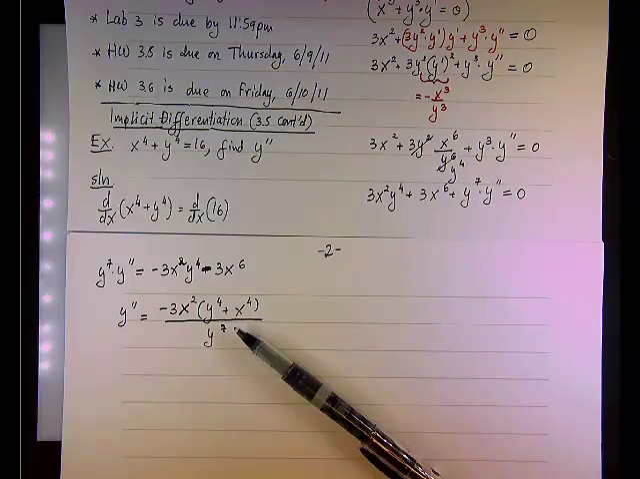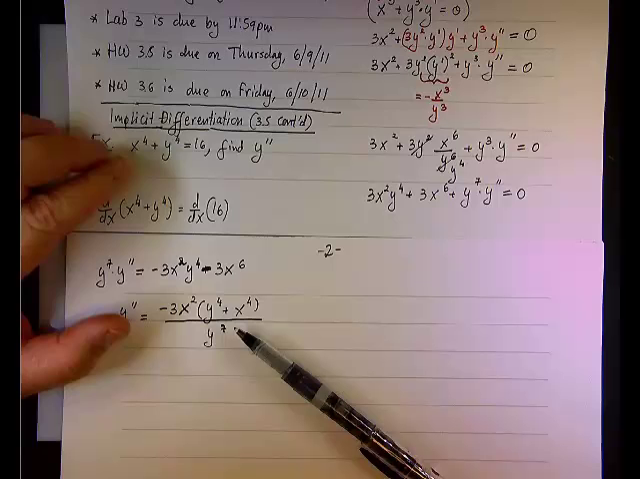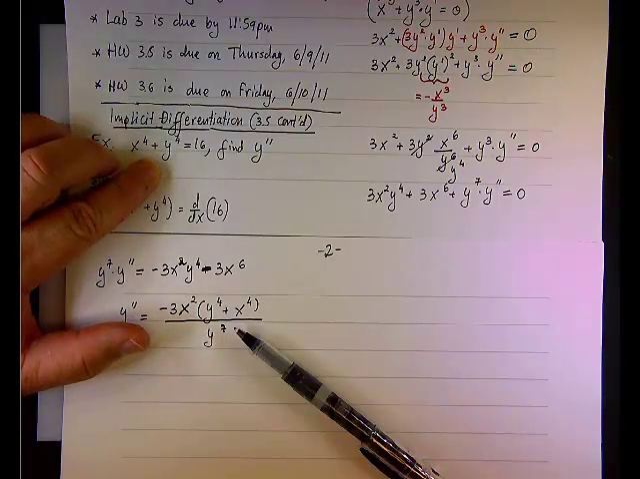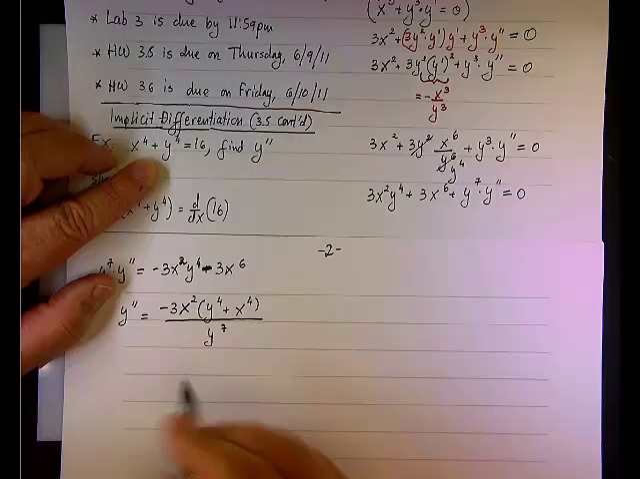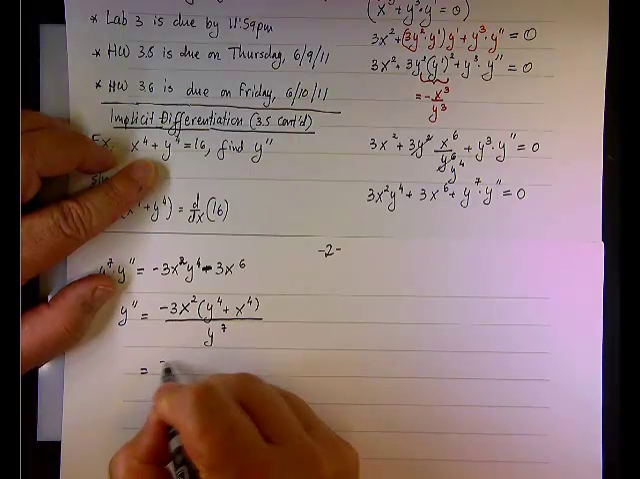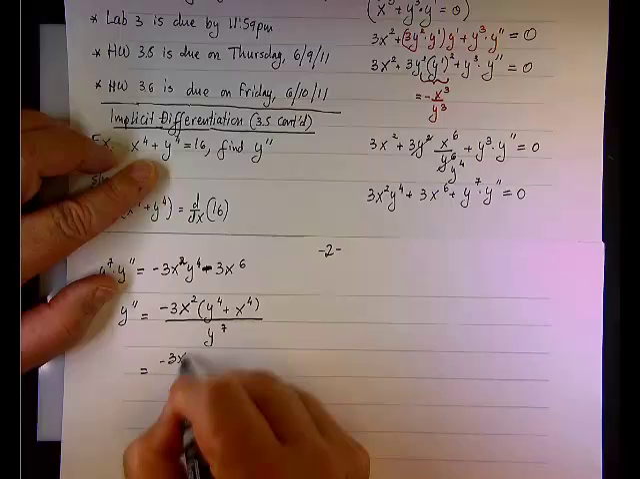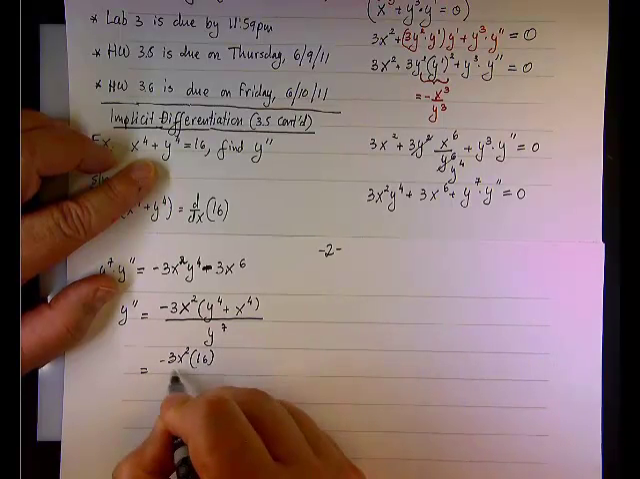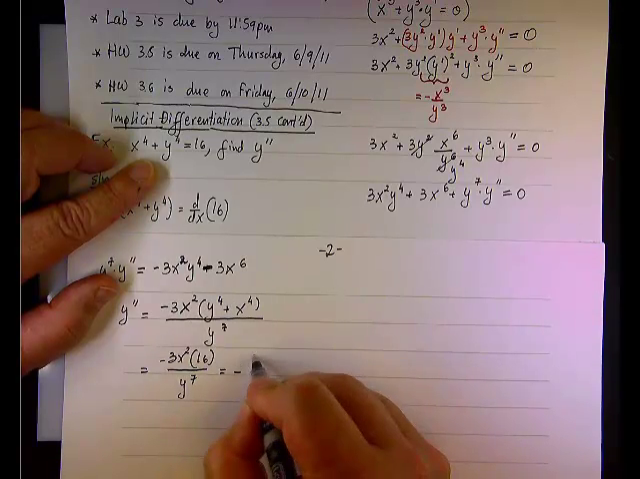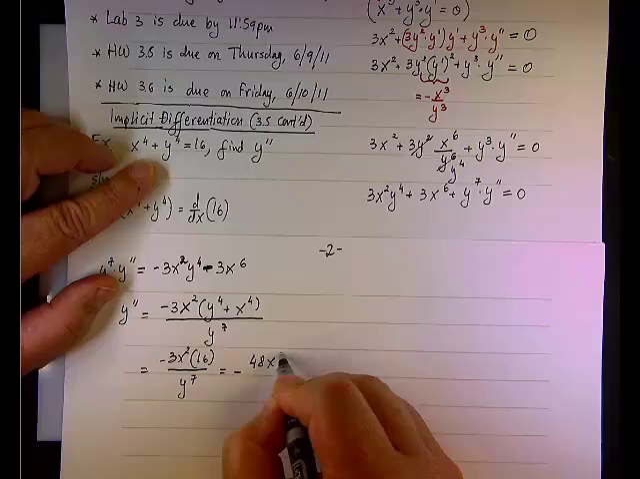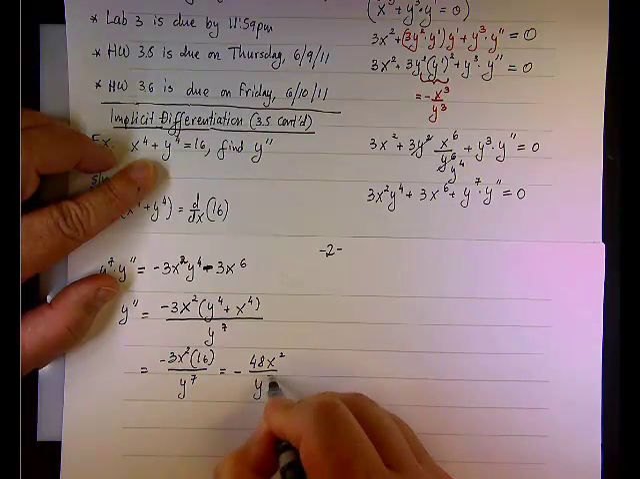Well, it's x to the 4th plus y to the 4th, which is not exactly so. Who said so? Very good, Amanda. We look at where we started. X to the 4th plus y to the 4th equals 16. So y to the 4th plus x to the 4th equals 16. So we can write it equals negative 3x squared times 16 over y to the 7th power. And the simplified solution will be negative 48x squared over y to the 7th.